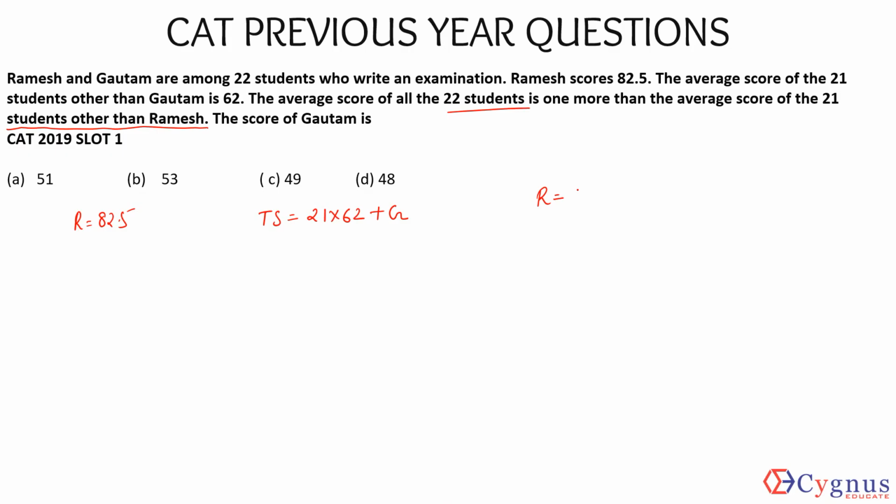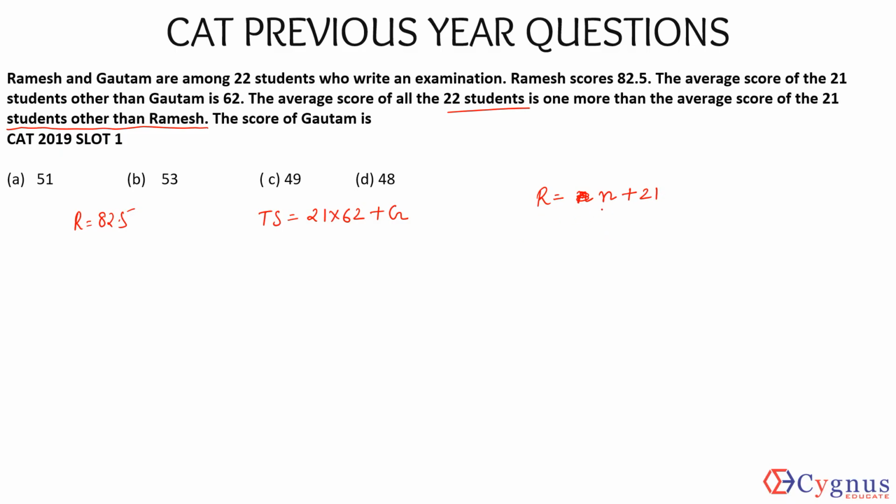Let's say the average is n. That means Ramesh must have scored how much? Or maybe I'll say total score. Ramesh must have scored 21 marks more than the average. Let's say the average score is n. So Ramesh must have scored n plus 21 marks. That's why after his leaving, the average score drops by 1.